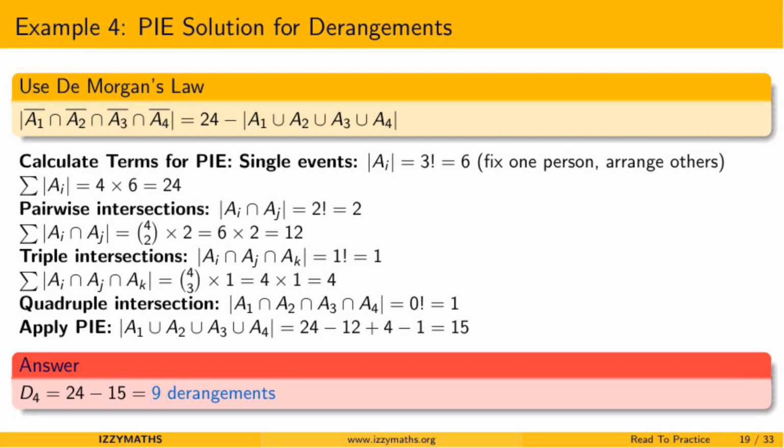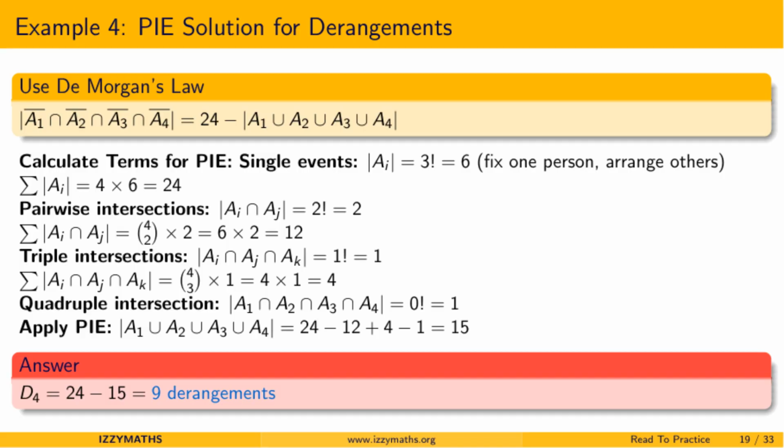We'll use De Morgan's law. The absolute value of A1 bar intersection A2 bar intersection A3 bar intersection A4 bar equals 24 minus the absolute value of A1 union A2 union A3 union A4. Now let's calculate the terms for PIE for single events. The absolute value of Ai equals 3 factorial equals 6 because we fix one person and arrange the other 3. The sum of all single events is 4 times 6 equals 24.